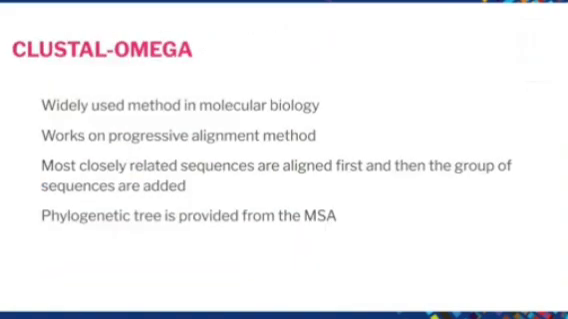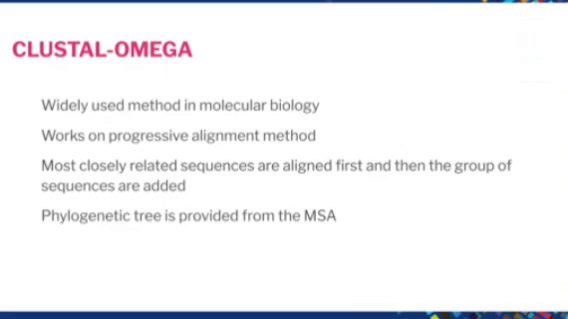So here is the tool called Clustal Omega, which is a widely used method in molecular biology, which works on the progressive alignment method, and most closely related sequences are aligned first, and then the group of sequences are added, as mentioned in the algorithm of multiple sequence alignment. Clustal Omega provides a phylogenetic tree for the multiple sequence alignment. It performs both multiple sequence alignment, and also it provides a phylogenetic tree in the tool itself.